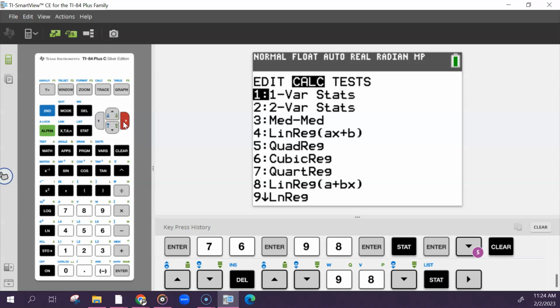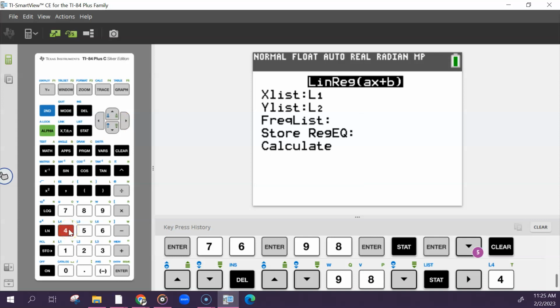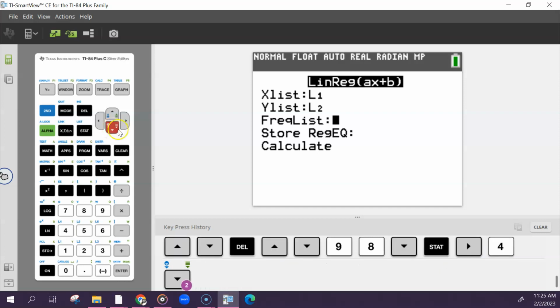So you can either scroll down to 4 and hit enter, or just hit 4. Great. And then this should look the same, where your x list says L1, your y list says L2. Sometimes that changes, but if we all reset our calculator, then that should be the same. Did anyone not say that? Then we're going to go down to store regression equation, is what that stands for, and hit alpha trace.